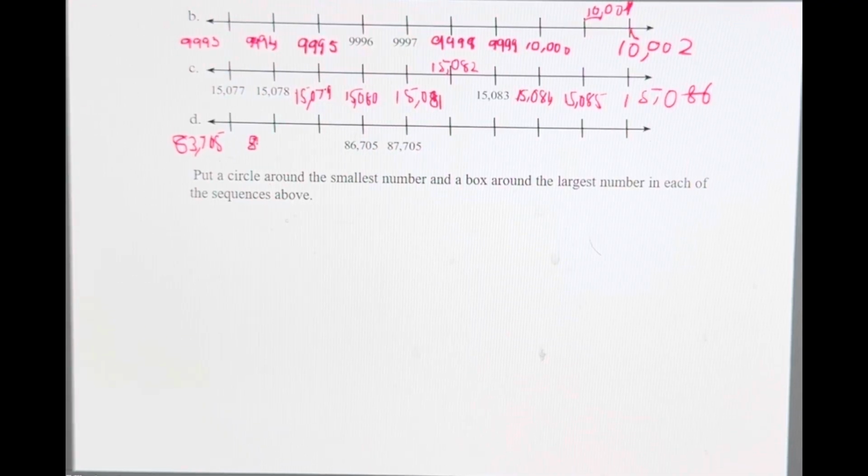This is 84,705. This is 85,705. This is 88,705. This is 89,705. Now what comes after 89? It is 90,000. So next would be 90,705. This would be 91,705. And this is 92,705.